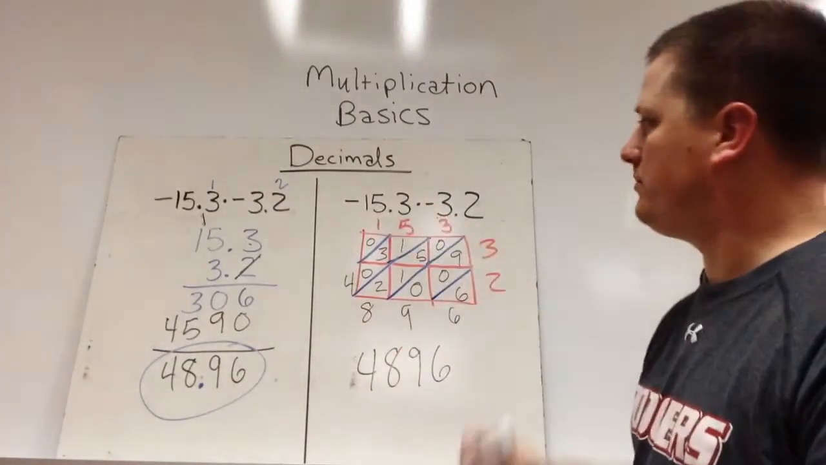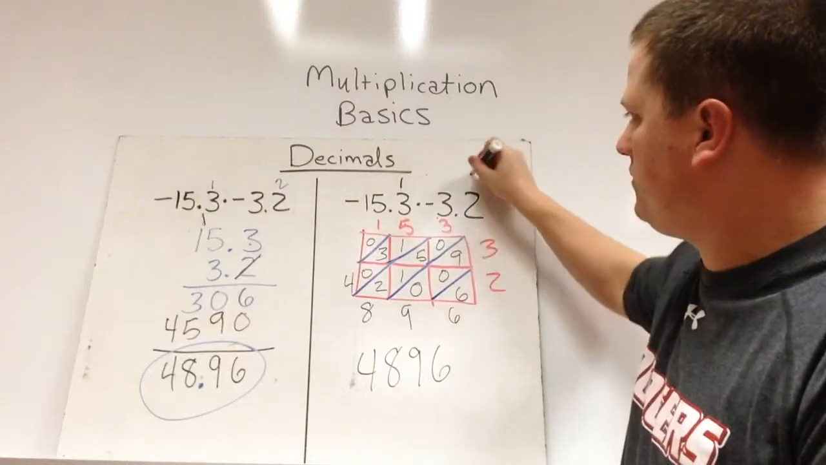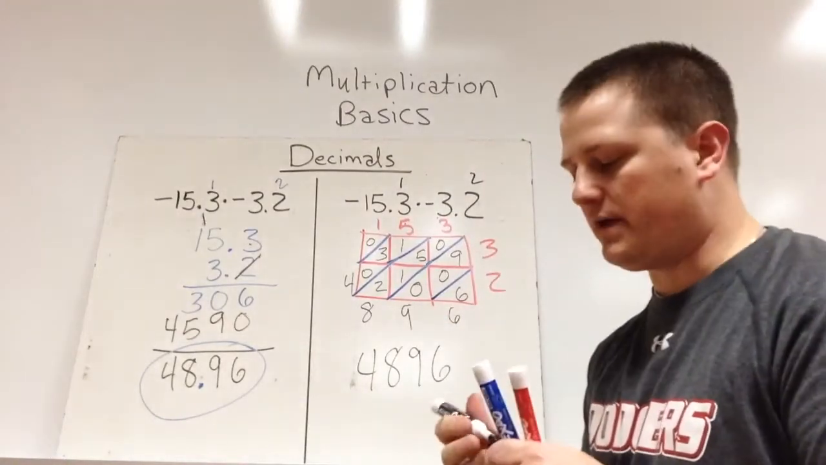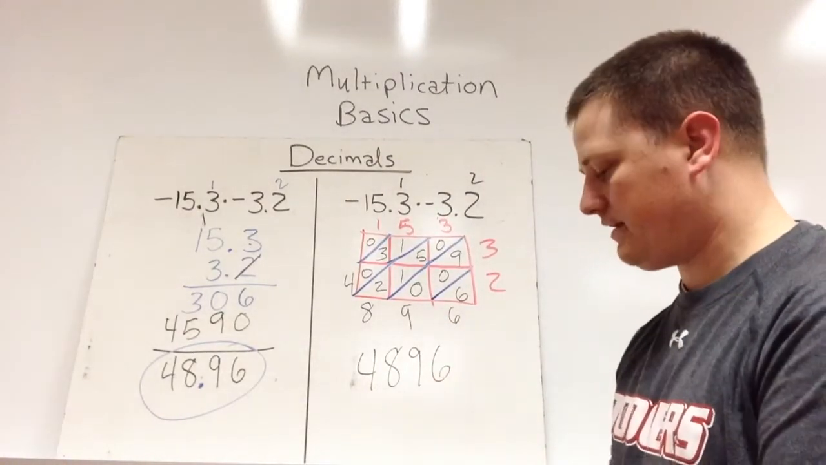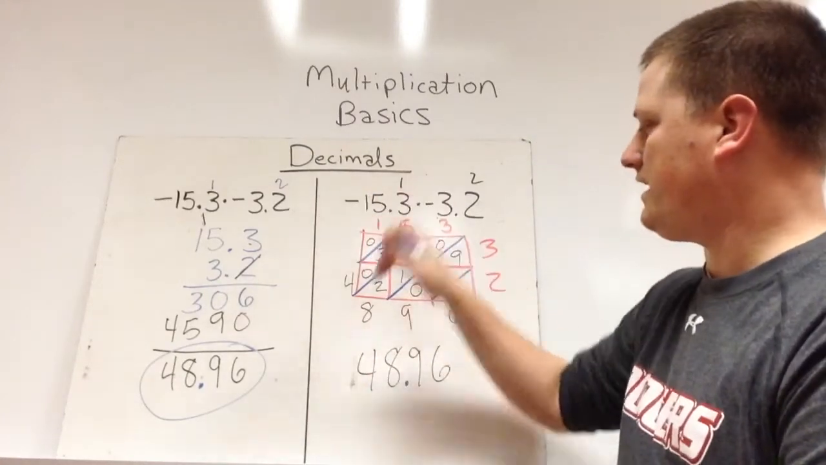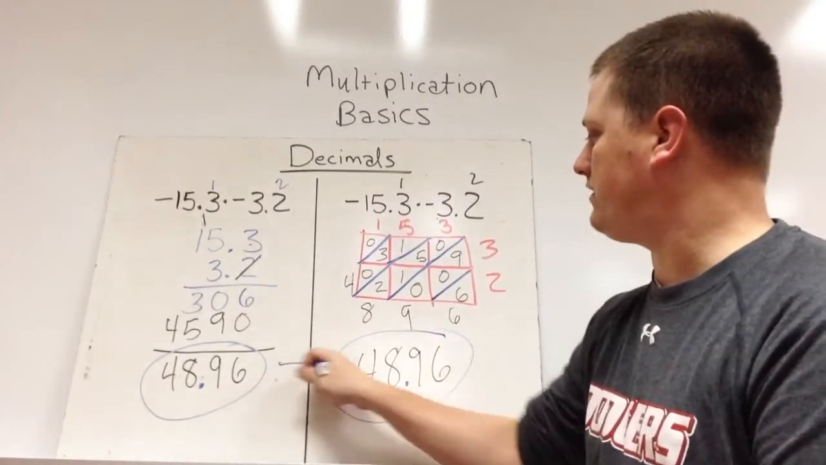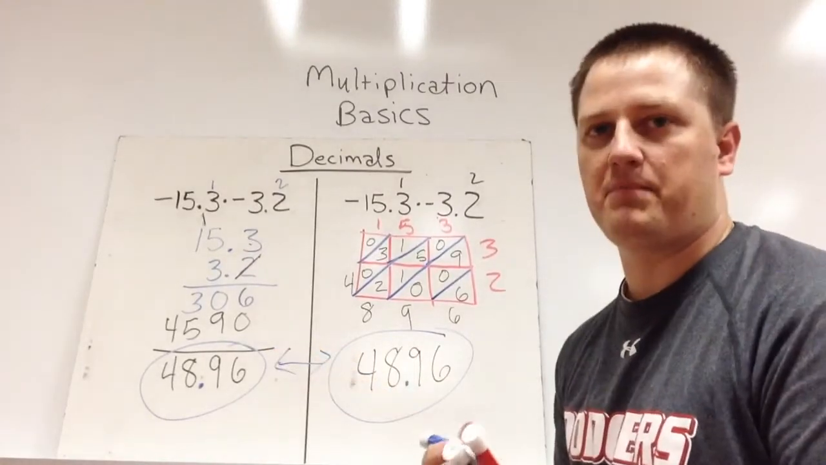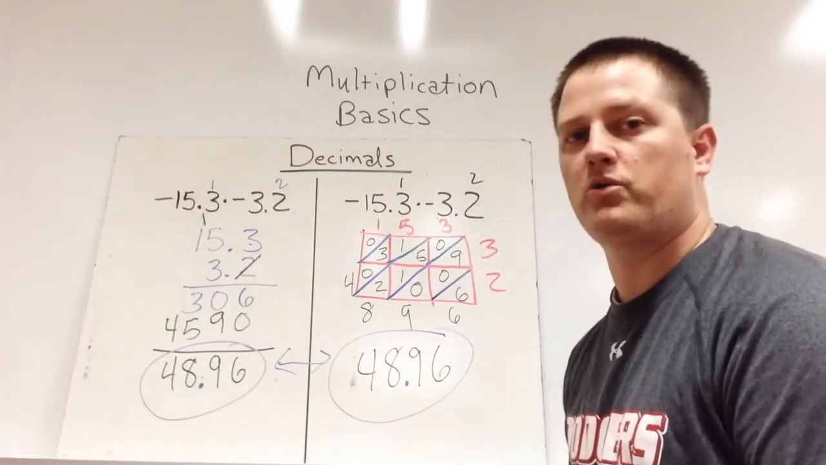Go back to your original problem. We had 1 decimal, 2 decimals, so we need 2 decimal places. 9, 6. Decimal point goes here. Negative and negative make a positive answer. Again, same thing from both. It's whatever you're most comfortable with.